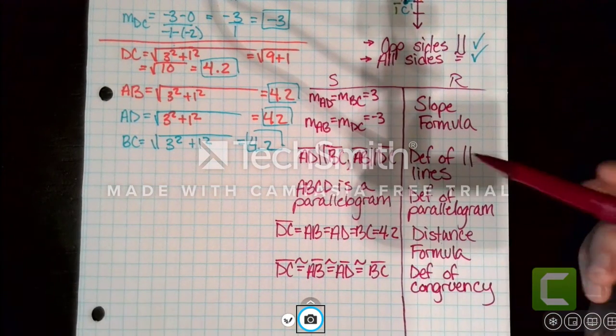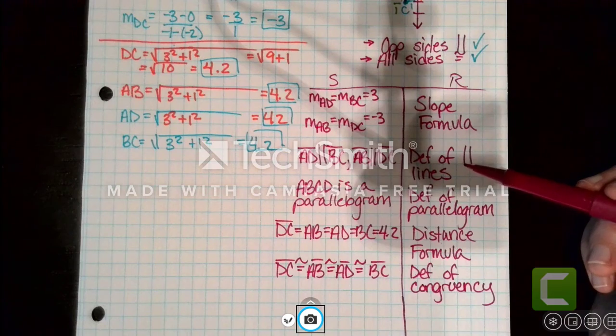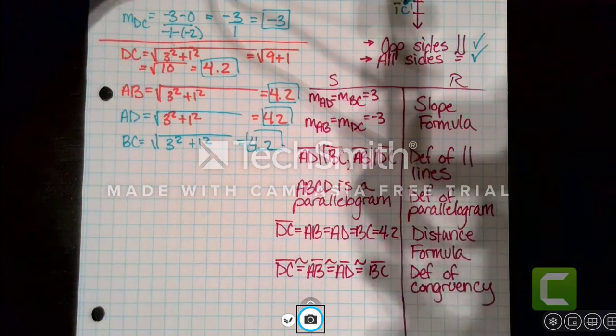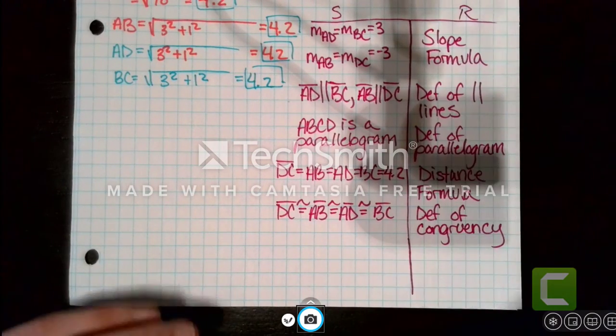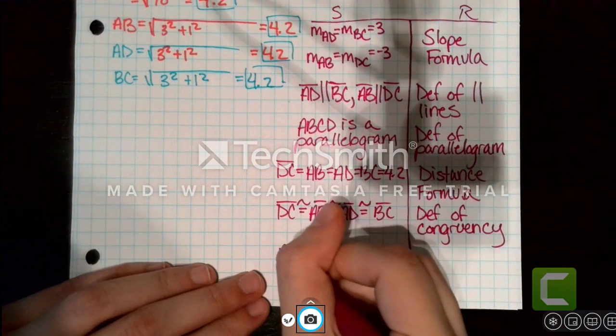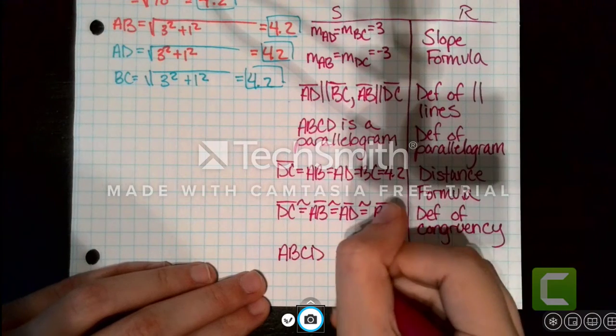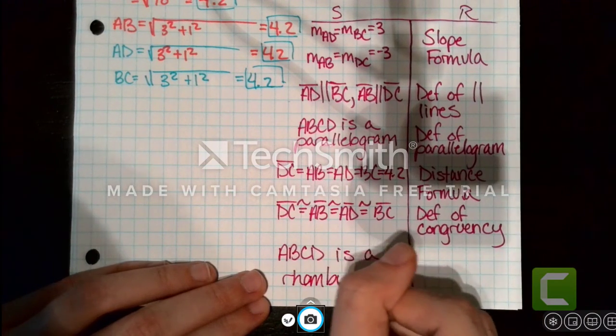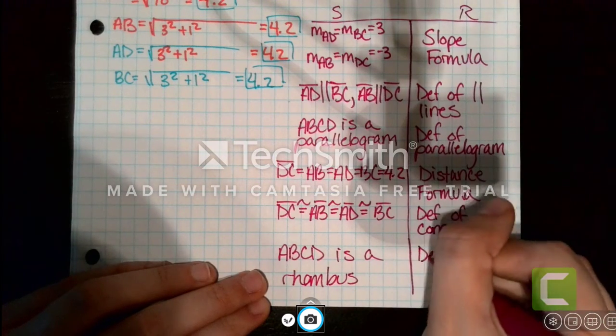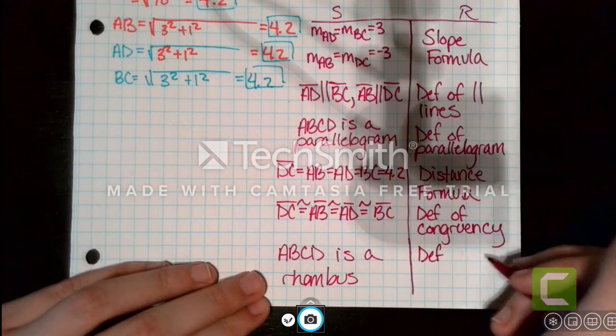Again, now that we've proven that all opposite sides are parallel and that every side is congruent in this shape, we can end our proof. We've just proven that ABCD is a rhombus by the definition of a rhombus, or what makes it true.